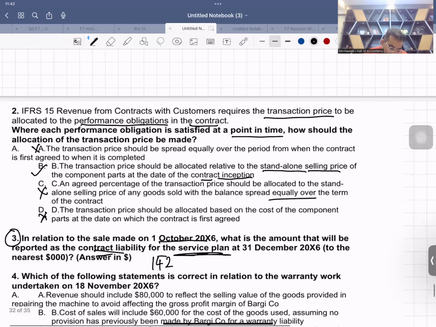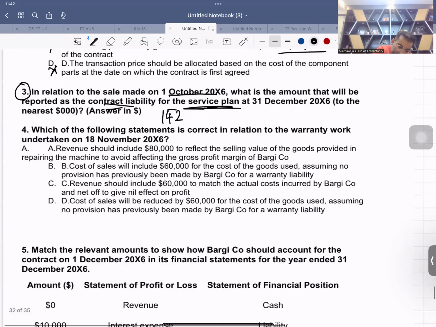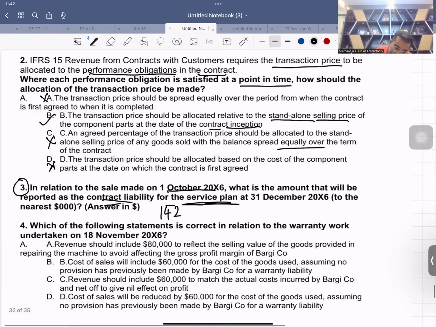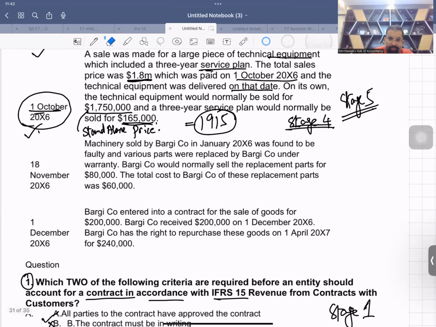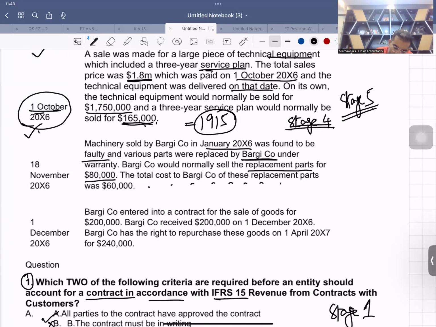Okay, now let's read the second contract. This 18th November thing. The machinery sold by Bargi company in January X6 was found to be faulty and various parts were replaced by Bargi company under the warranty. Bargi company normally sells the replacement parts for 80,000. The total cost of Bargi company for the parts was 60.